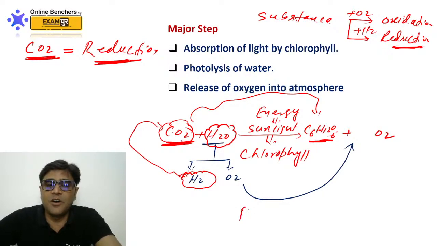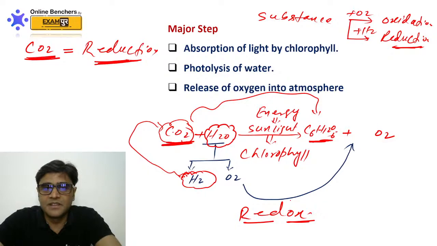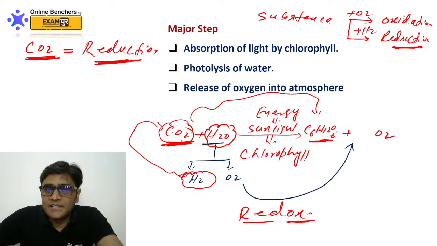So it is a redox reaction. What is photosynthesis? It is a redox reaction. And what is a redox reaction? The reaction in which one species is oxidized and another is reduced. This is called a redox reaction. So here reduction of CO2 takes place and oxidation of water takes place. Water is oxidized.